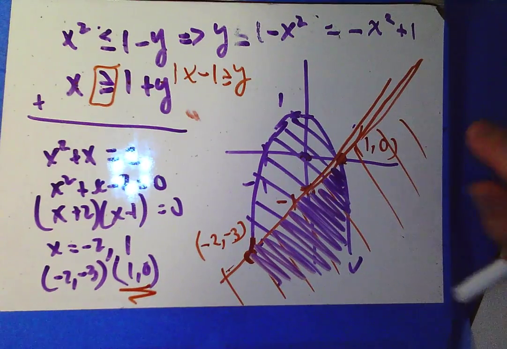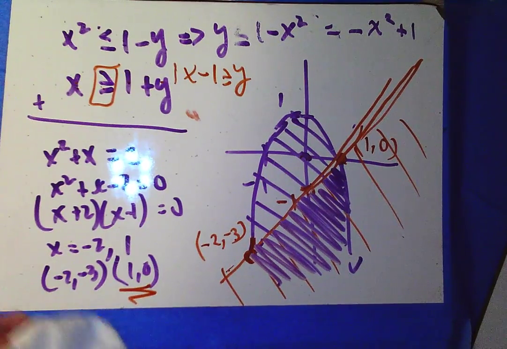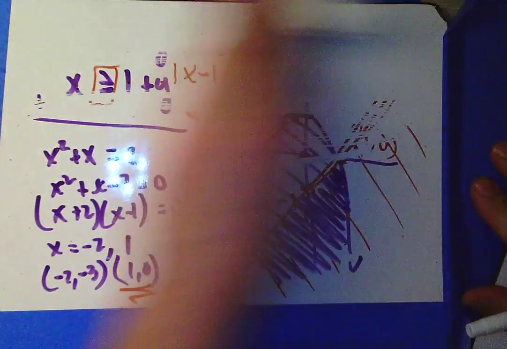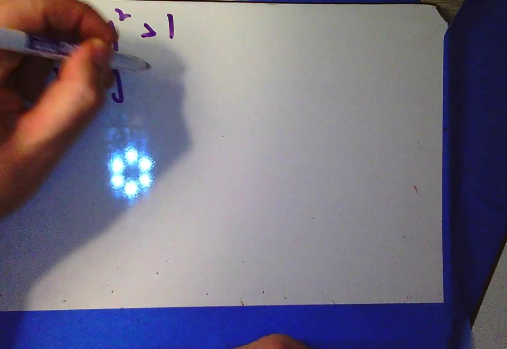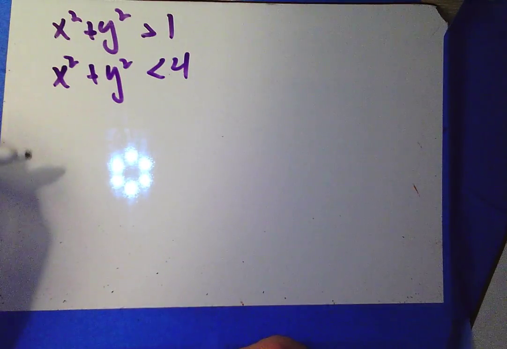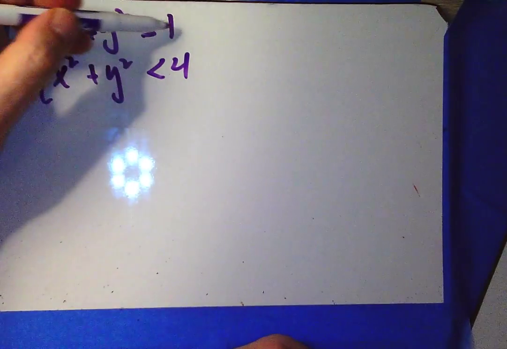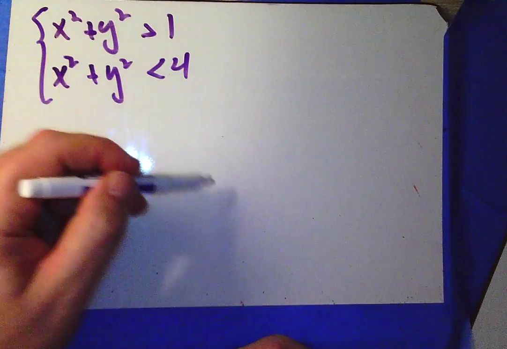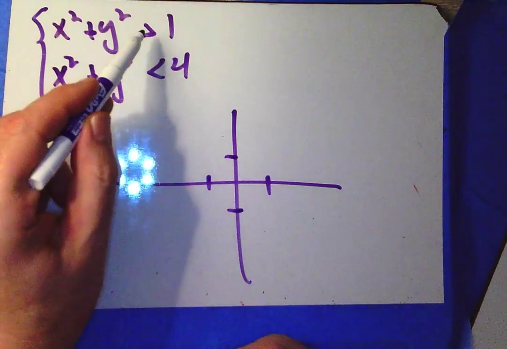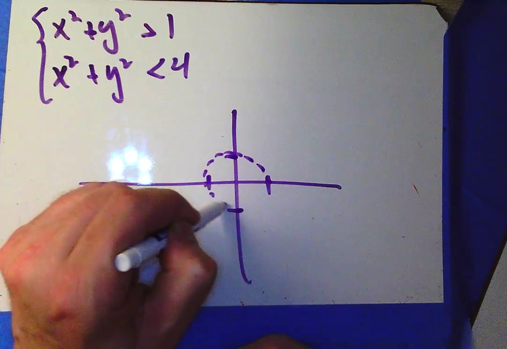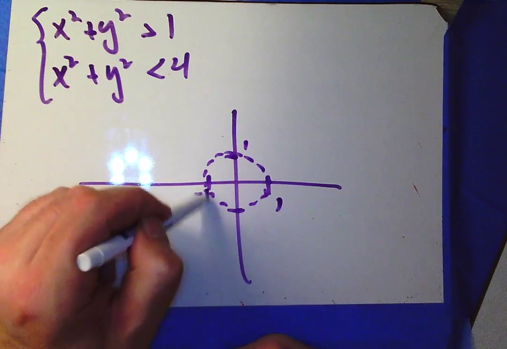Well, let's do one or two more and then we'll go backwards, okay? How about this one? x squared plus y squared is greater than 1, and x squared plus y squared is less than 4. Well, that's interesting. That's just two circles, one with a radius of 1, the other with a radius of 2. And both with dotted lines.